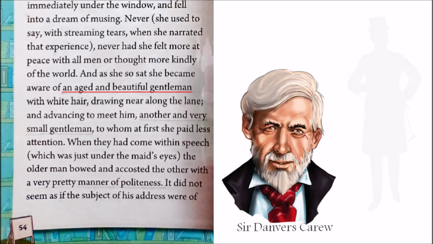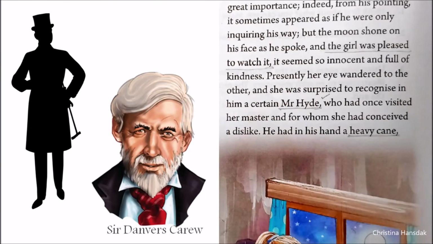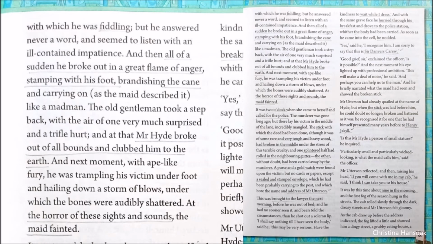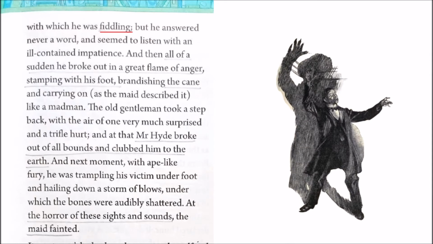From the other side, another gentleman appeared who was short in height. He was a man with a hat and a cane. The maidservant was surprised to recognize that the man in the hat and cane was Mr. Hyde. While the old gentleman was speaking politely, Mr. Hyde was fiddling with the cane like a madman.